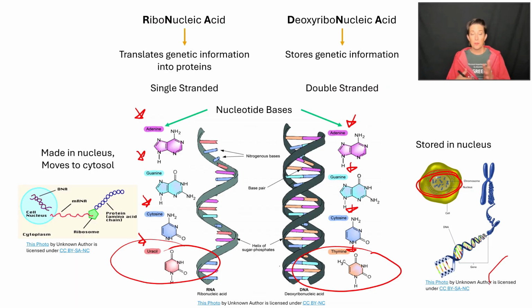RNA will begin in the nucleus, and then it's going to move into the cytoplasm or the cytosol of the cell. From there, it will then code for and build our proteins.